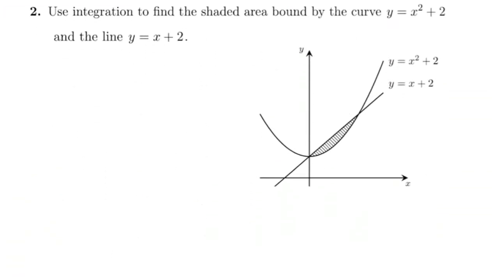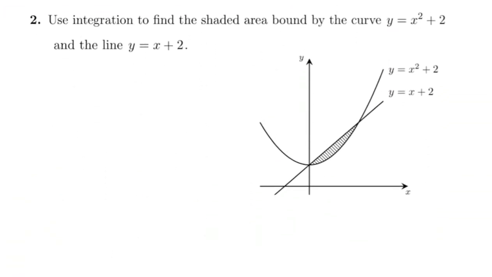So this next one, and it's handy that this one does have the line on top. It says use integration to find the shaded area bounded by the curve y equals x squared plus 2 and the line y equals x plus 2. And you can see we've got the curve and we've got the line. And if you look at the diagram, you can see the line's on top.